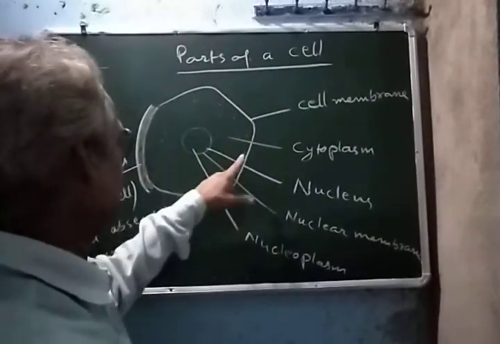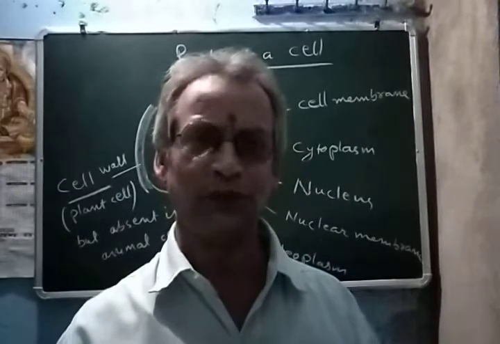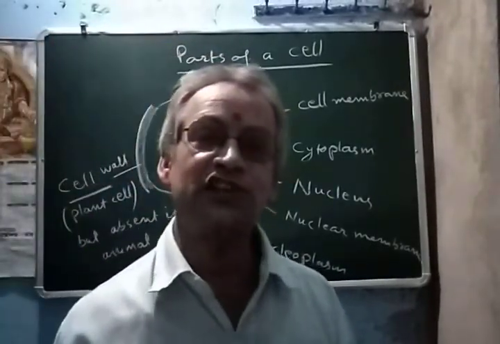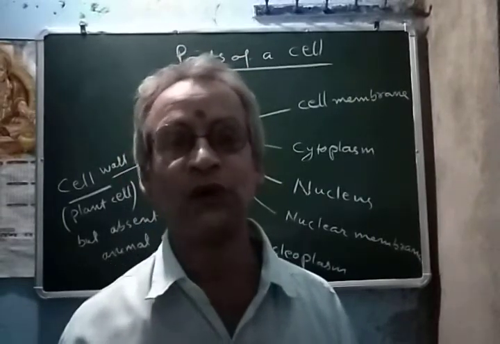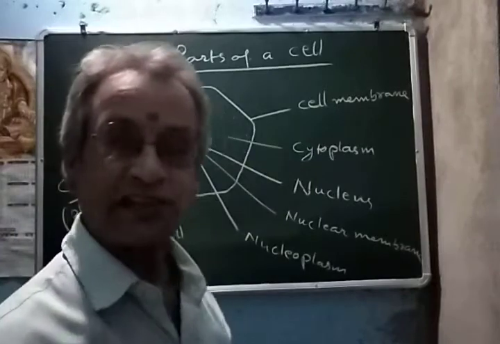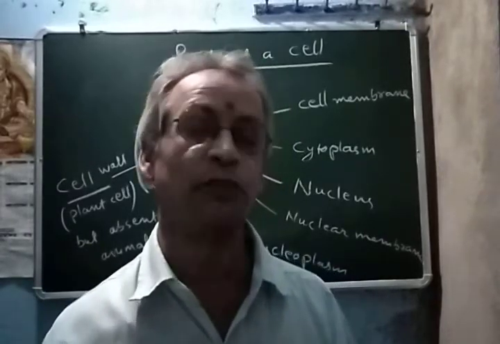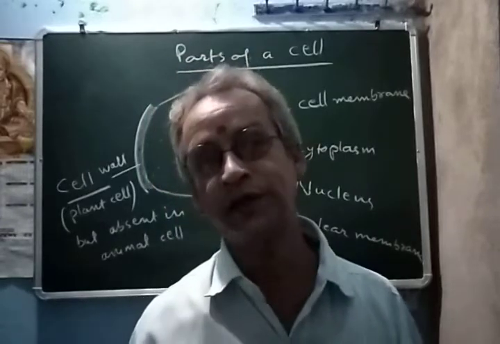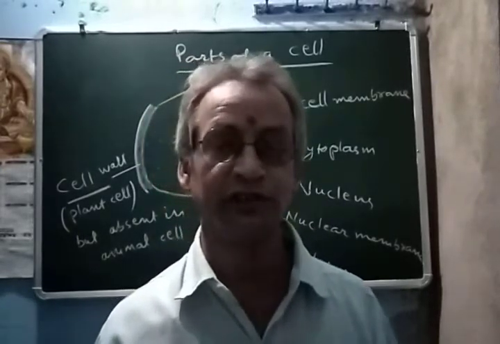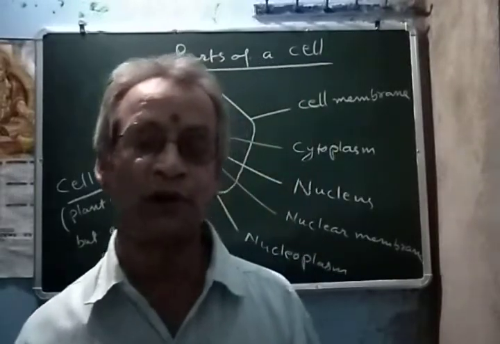And cell membrane, cytoplasm, nucleus, etc. are present in both, whether plant cell or animal cell. These parts of a cell are also called cell organelles. Within this cytoplasm, there are some other small, different types of parts. These are also called cell organelles, about which we will study in a later class, 9th class.